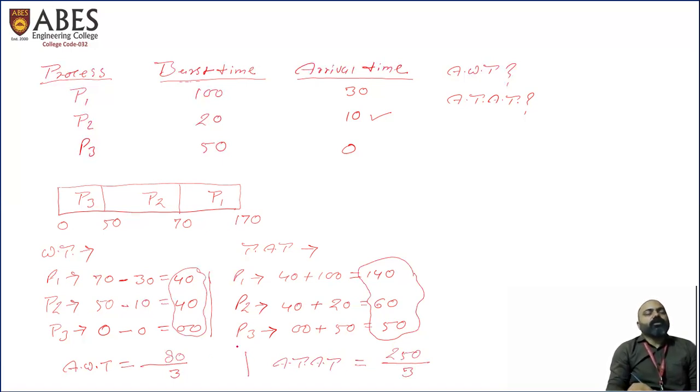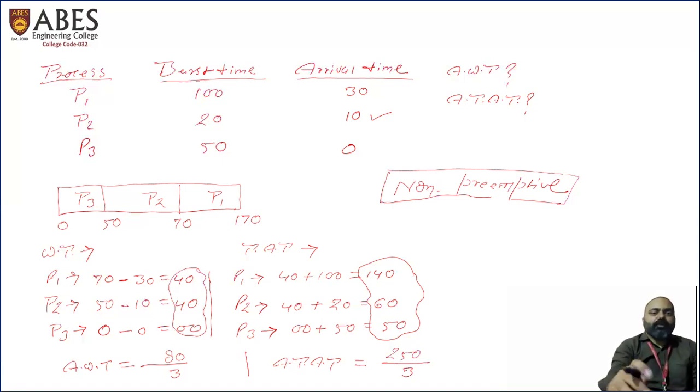So we saw two numericals, one without the arrival time column and one with the arrival time column. In this way, we will find out the average waiting time and average turnaround time for any number of processes in a numerical. The main important thing to keep in mind is that FCFS is by default non-preemptive. So preemption will not be done in any case. This is non-preemptive FCFS.